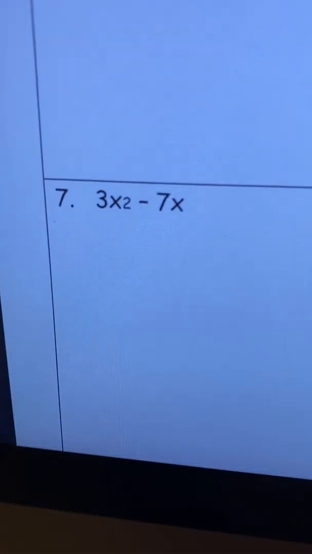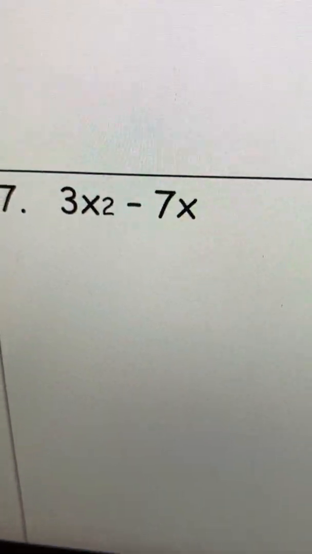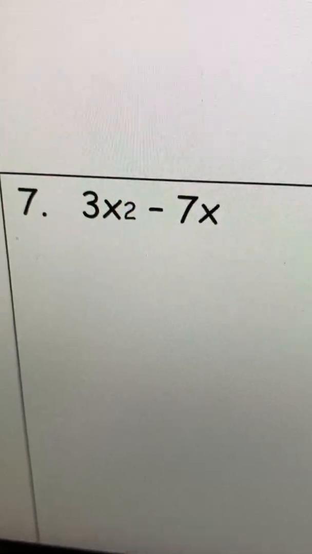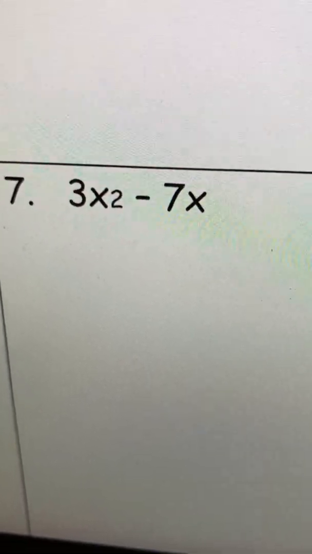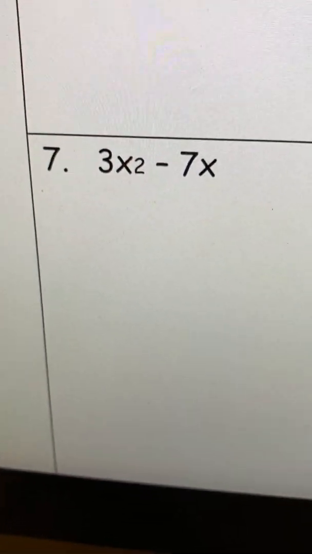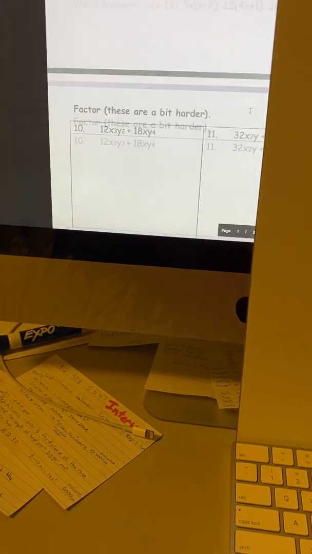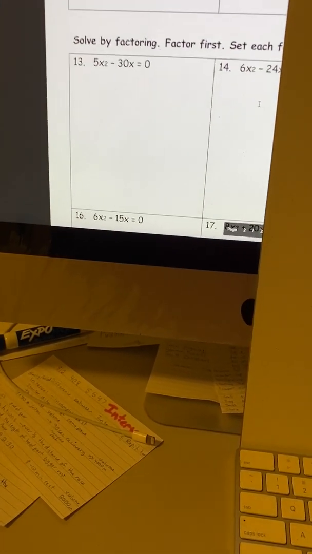Now, if you look down at number 7, you don't see a coefficient that can be factored out. The 3 and the 7 are prime numbers. They can't be factored. So in this case, all you can factor out is a variable. So that will happen sometimes. Now, let's look at number 10.